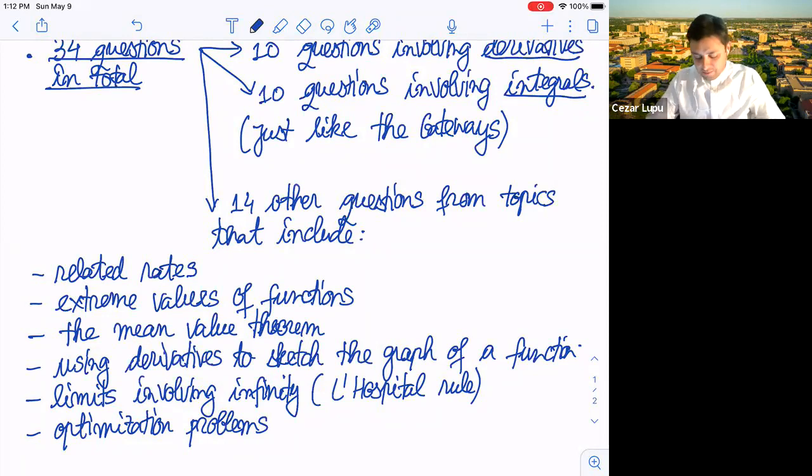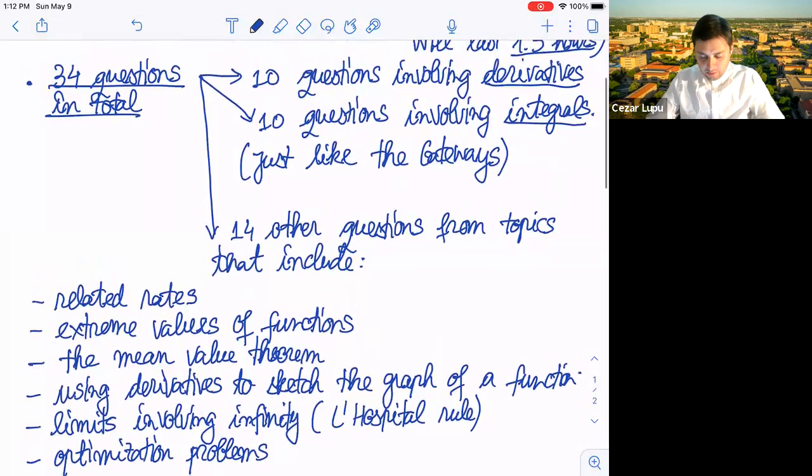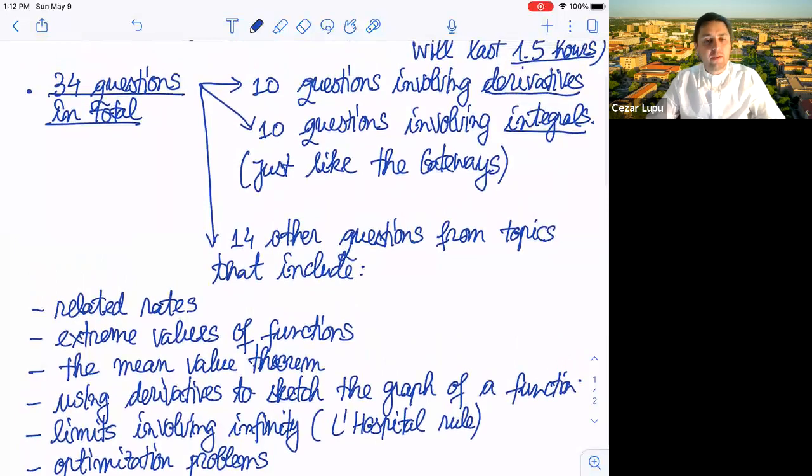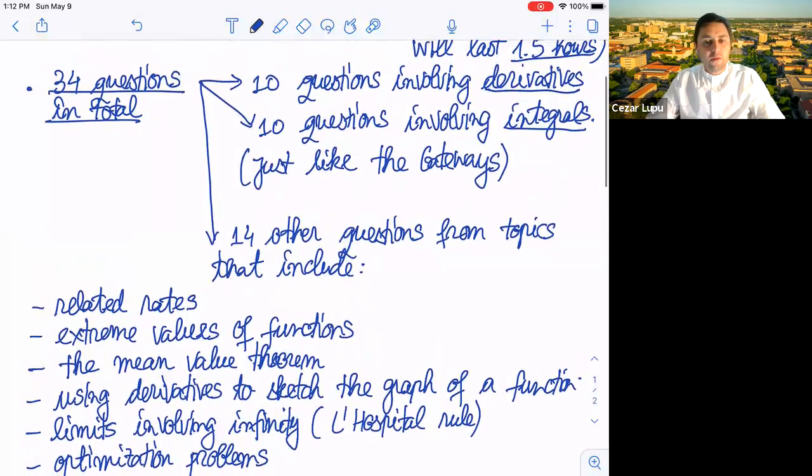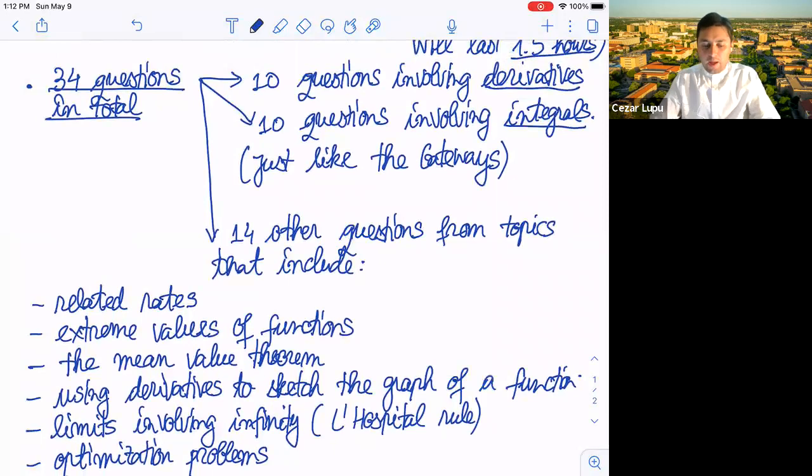All right, so this is the structure of the exam tomorrow. Now I'd like to discuss a couple of problems. Most of the problems that I will discuss today are taken from the previous exam, like I said, from last fall.